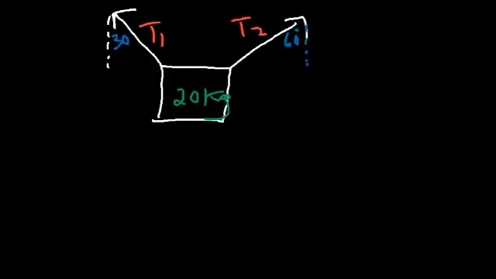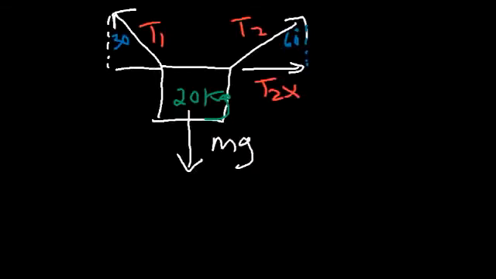So we need to draw a free body diagram. We need to show all the forces that are acting on that block. So what we have is really just the weight force, which is mg. But we also have the component forces of T1 and T2. So we also have T2x, which cancels out T1x. And we also have T2y and T1y, which together support the weight of the block.